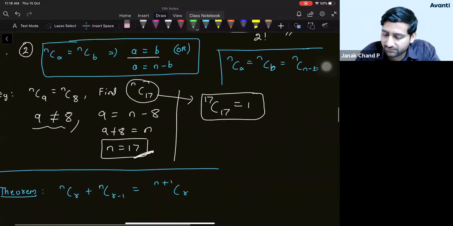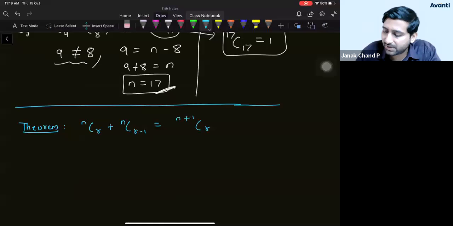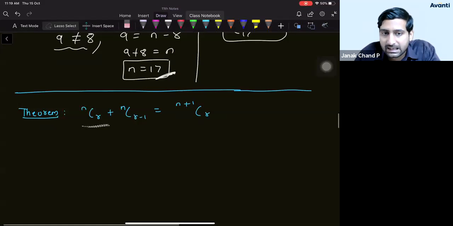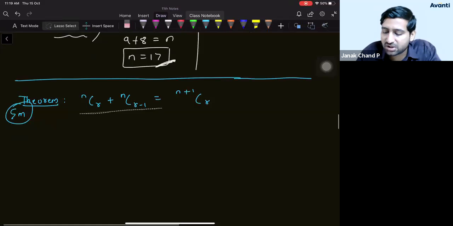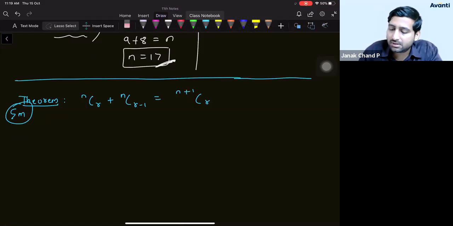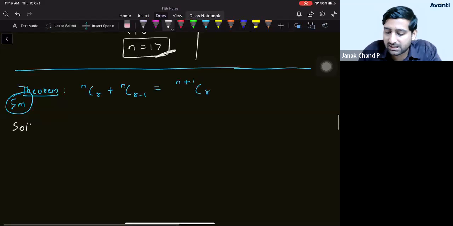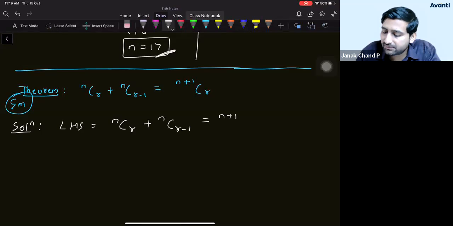Now, student, there is one very, very important theorem related to nCr, and that is nCr plus nC(r-1) is equal to (n+1)Cr. Very important for CET or JEE also, and for board exams, the proof of this can be asked for 5 marks also. So you need to prove that the addition of these two is equal to this. Very simple, student. We will start with the LHS, right? Your LHS is nCr plus nC(r-1), which is equal to (n+1)Cr.